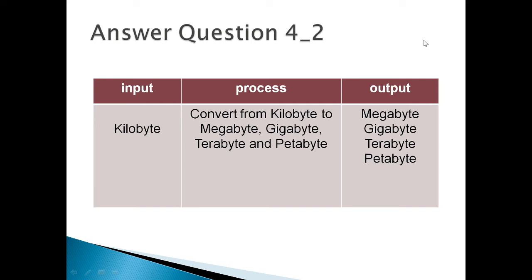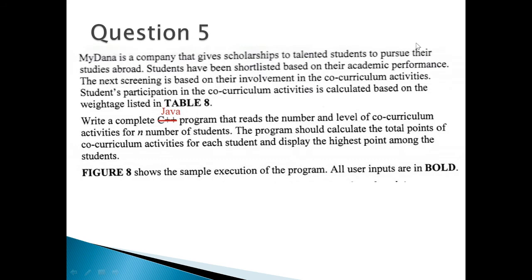Okay, now we go for the last question, question number 5. Question number 5 is from DC045. The question is question number 8 in DC045. So we are given the statement here. My Dana company gives scholarships to talented students to pursue their studies abroad. Students have been shortlisted based on their academic performance. The next screening is based on their involvement in co-curricular activities. Student participation in co-curricular activities is calculated based on the weightage listed in table 8.